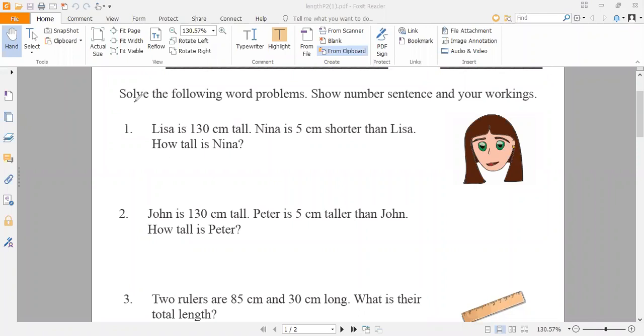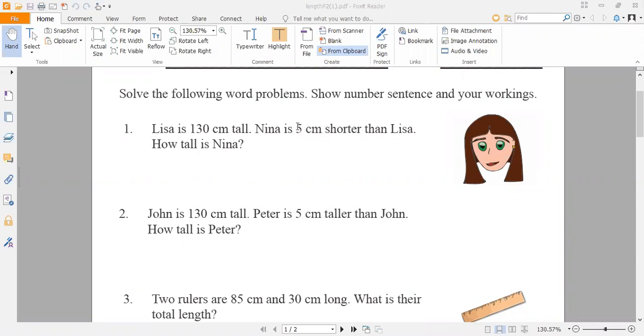Today we will solve together length word problems, okay? So the first question: Lisa is 130 centimeters tall, and Nina is 5 centimeters shorter than Lisa. How tall is Nina? What is the meaning of shorter? Shorter, أقل. So we will make a subtraction.